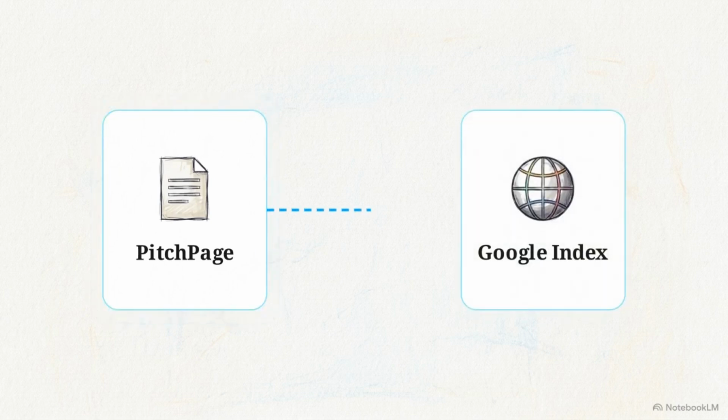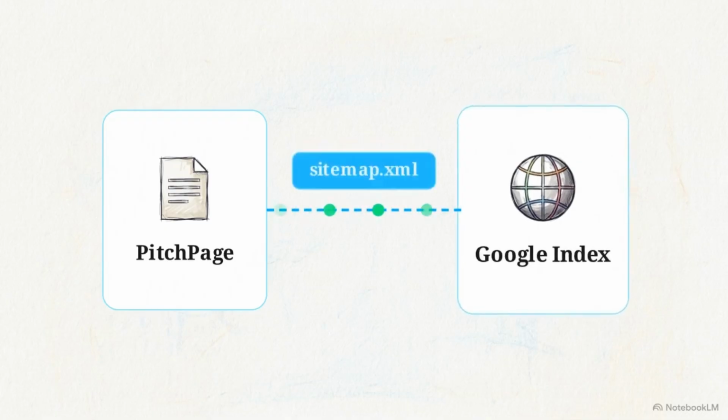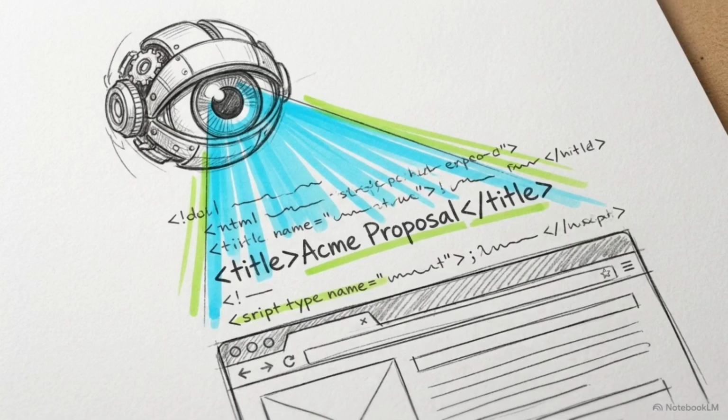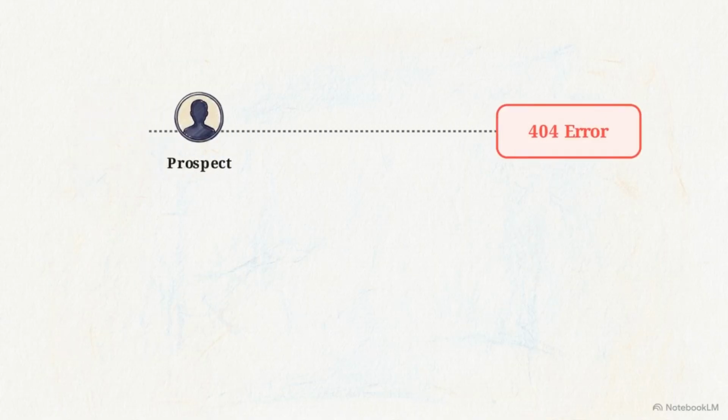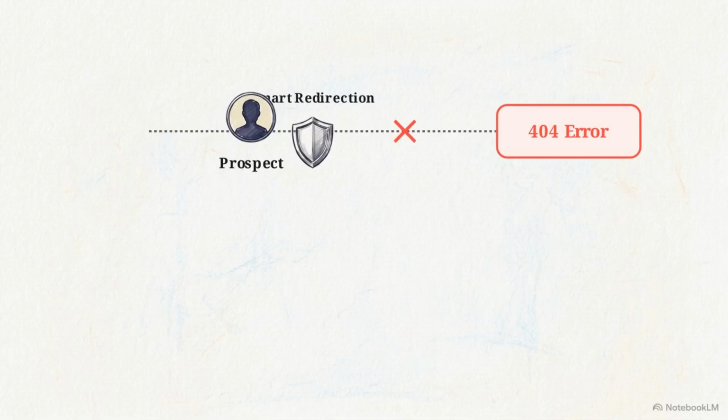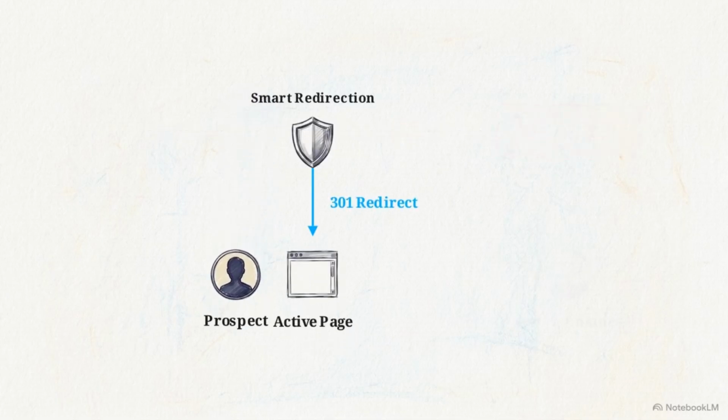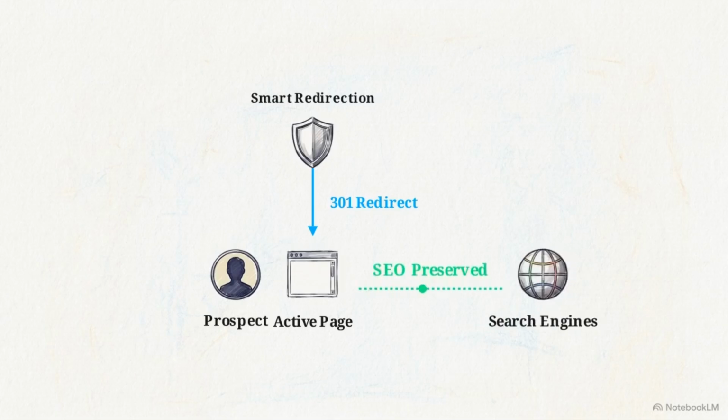PitchPage also includes a built-in inbound marketing mechanism. Every page you publish is automatically registered with Google via a live sitemap. Because the platform uses server-rendered metadata, search engines and AI bots can instantly read and index your pitch titles and topics. Updating a URL slug after emailing it triggers smart redirection. The system catches clicks on the old link, intercepts the 404 error, and routes them via a 301 redirect to the active page. This preserves search rankings and ensures prospects never hit a broken link.